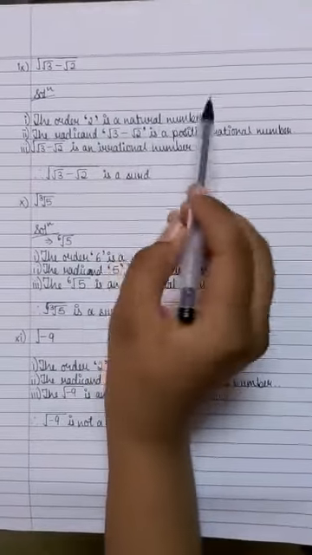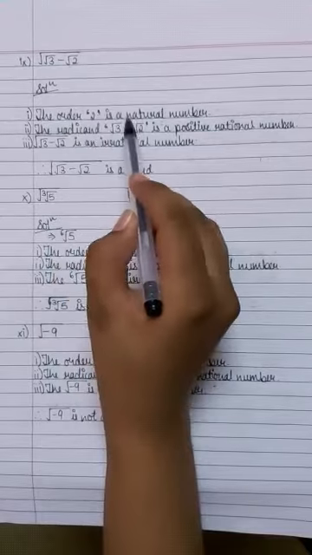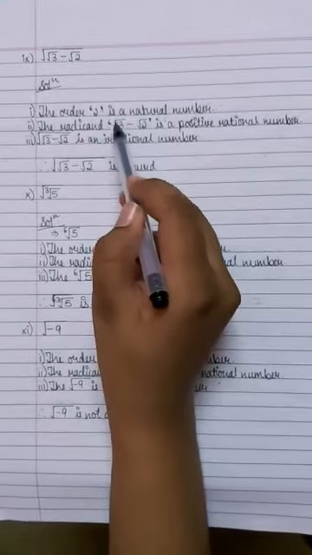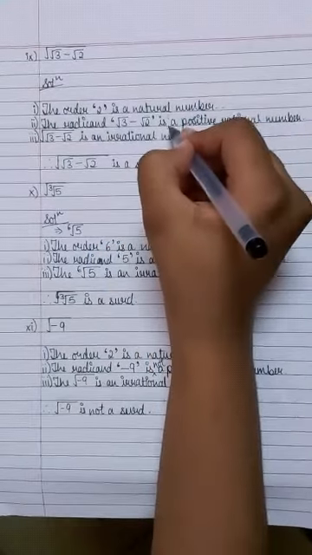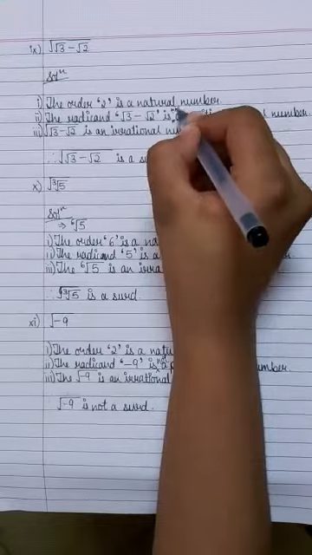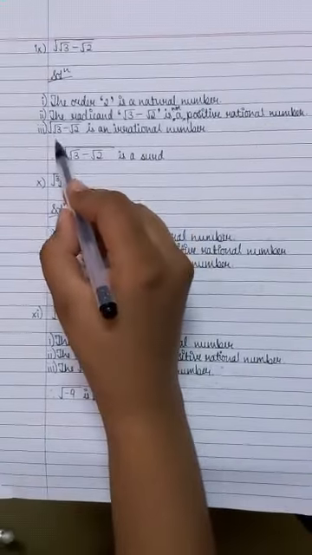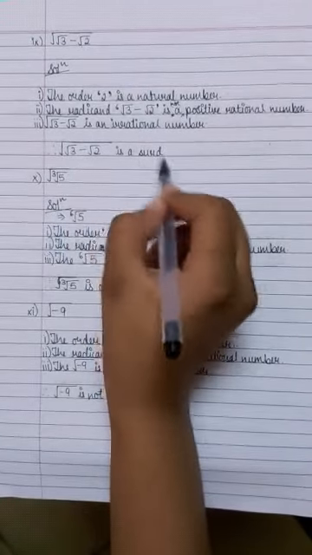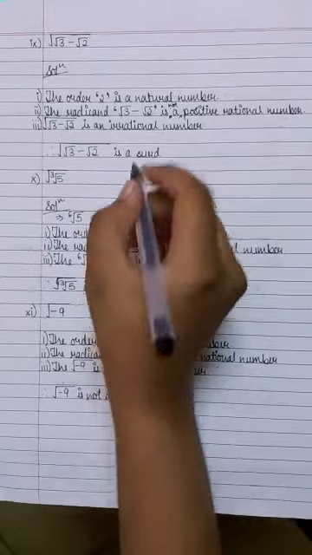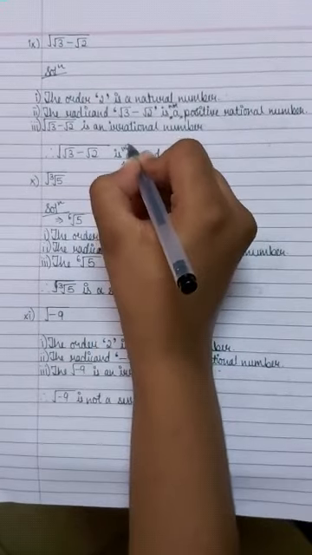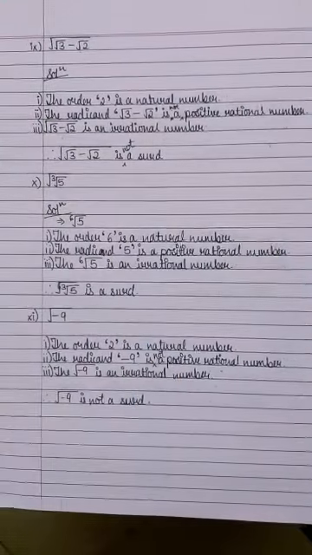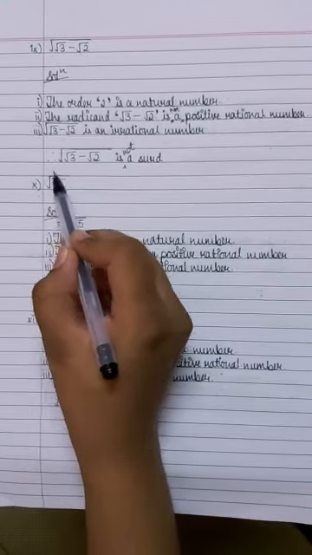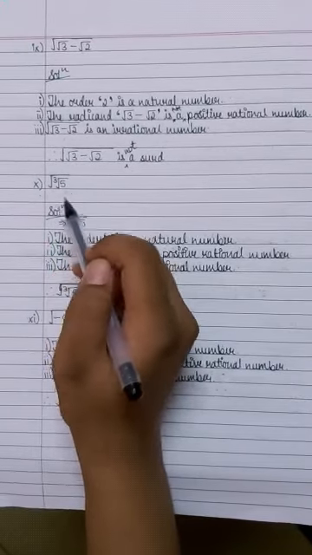So let's see. The order 2 is a natural number, and the radicand root 3 minus root 2 is not a positive rational number. Okay, and root of root 3 minus root 2 is an irrational number. So is this a surd? Will this statement be correct? Obviously it is not a surd, so we have to write it's not a surd, otherwise the answer is going to be wrong again. Now let's move on to the 10th sub question. It's square root of the cube root of 5.